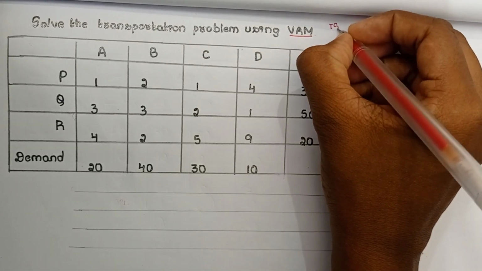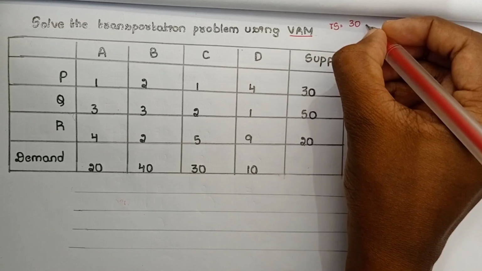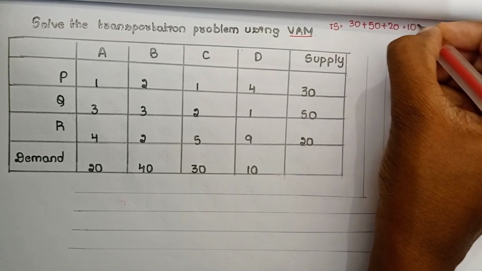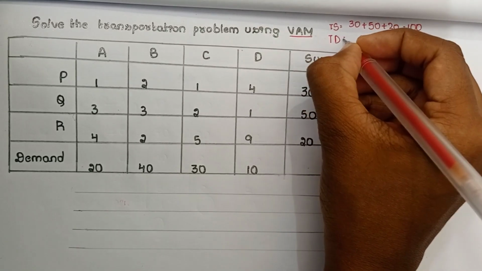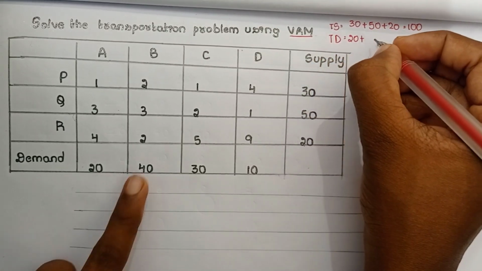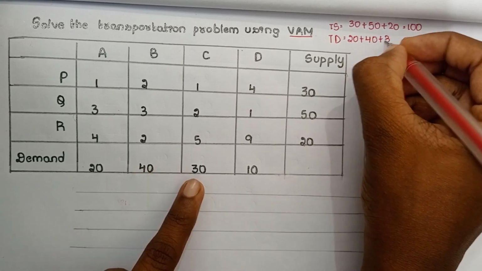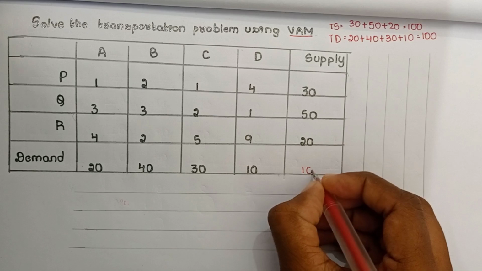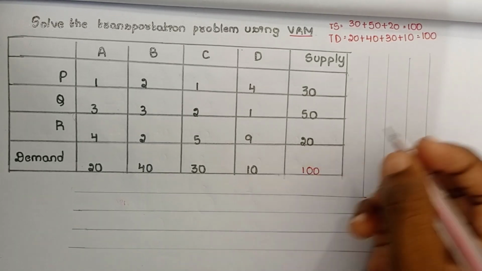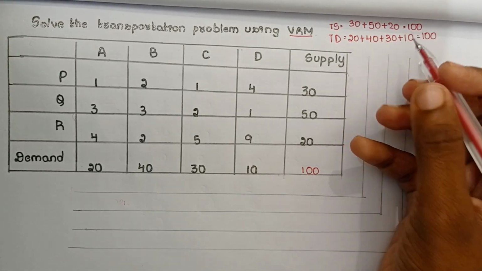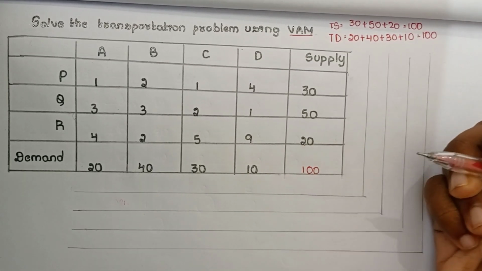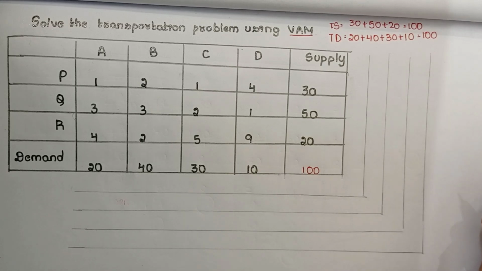Total supply is equal to 30 plus 50 plus 20, which is equal to 100, and total demand is equal to 20 plus 40 plus 30 plus 10, which is also equal to 100. So the total will be 100. This is a balanced problem as the supply and demand are equal. So this will be the first step. And the second step in Vogel's approximation method is to find the difference between the least values.